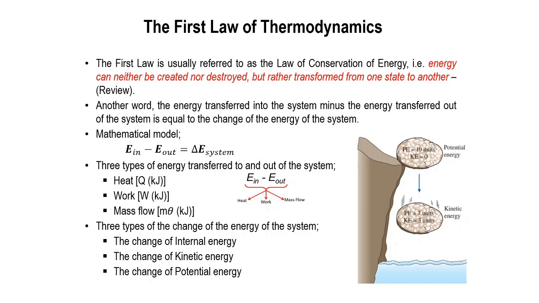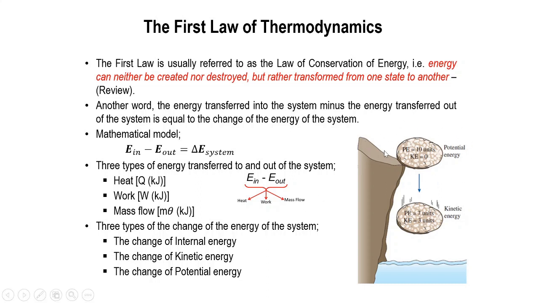So we can derive a mathematical model, something like this. Energy in minus energy out is the change in the energy of the system. Normally we have three types of energy being transferred, which are heat, work, or mass flow. And three types of change of energy in the system: change in internal energy, U, kinetic energy, and also the potential energy. So the figure is something like this.